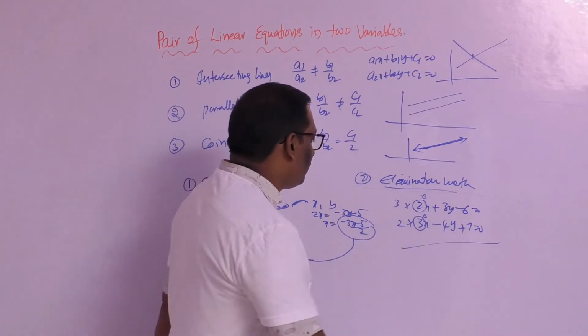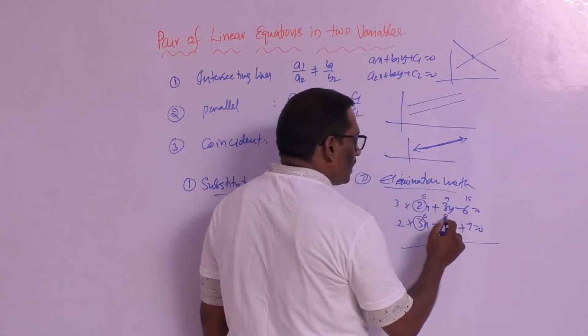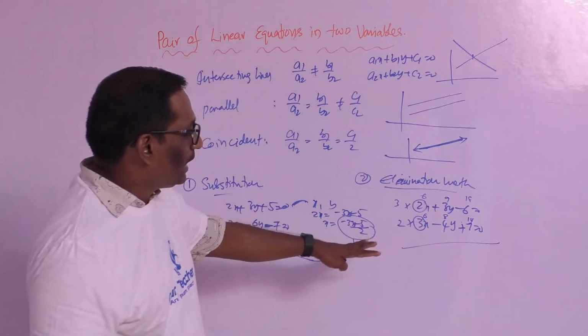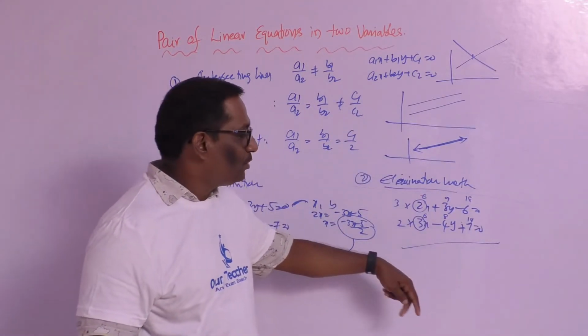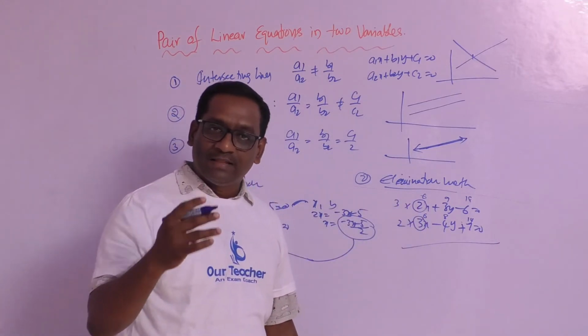The entire equation you have to multiply. So 3 threes are 9, and 3 sixes are 18. 2 fours are 8, and 2 sevens are 14. If you simplify, you will get the y value. That y value you substitute either in the first equation or the second equation, and you will get the other value which we need.